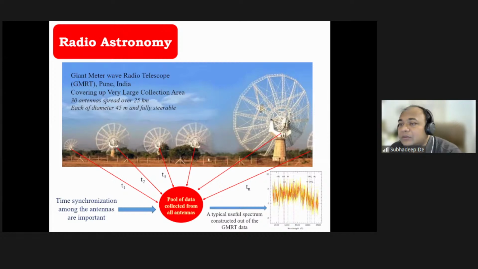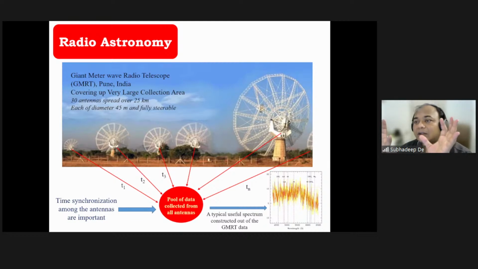So now coming back to the radio astronomy as an example. Here I have taken the example from our GMRT, just the nearest neighbor. There are a total of 30 antennas which are distributed over a 25 square kilometer area, and each of the antennas has a diameter of 45 meters. All these antennas are basically looking into the sky and looking into the same signal. They are detecting the same signal.